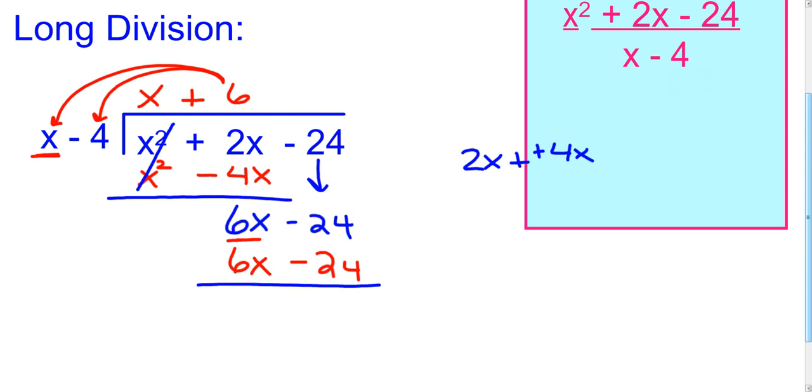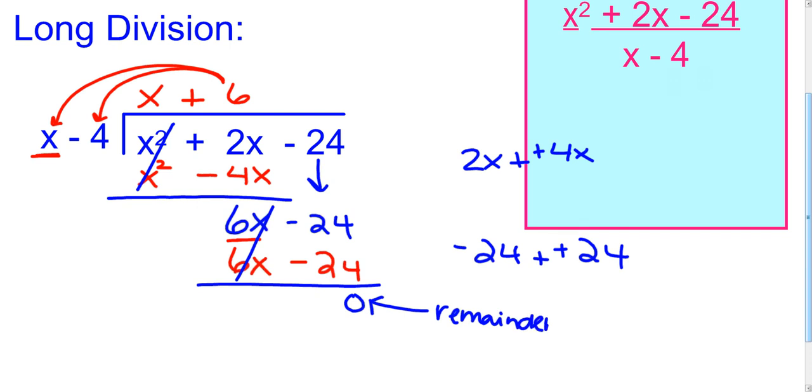And then I will subtract. Again, subtract, subtract. 6x minus 6x would be 0, and negative 24 minus negative 24 gives you 0. Okay, and there's nothing else to bring down, so I'm done. This number down here is what is called your remainder, so I don't have a remainder in this case. It divides evenly, and my answer to this problem would be whatever is right here, which would give me x plus 6.